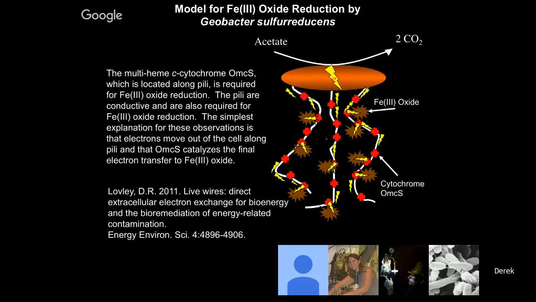So this is our model for iron oxide reduction. Electrons generated from central metabolism inside the cell move out along the electrically conductive pili. But OmcS is important because it helps facilitate electron transfer from the pili to the iron oxide.